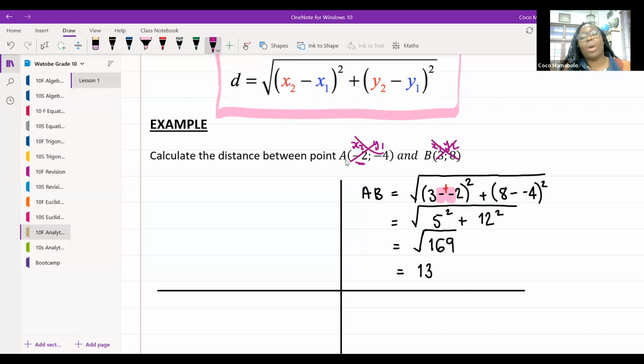What I can do is choose whichever one of them is X1. The corresponding Y value must be Y1. Okay, so you can't switch them around. I hope that's making sense, Thabo.